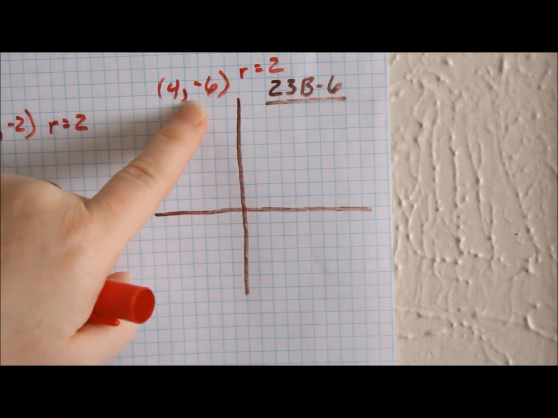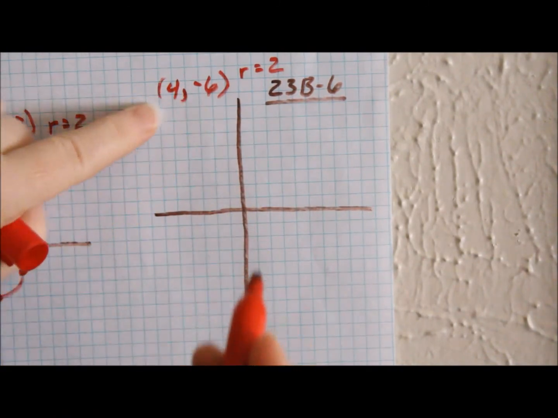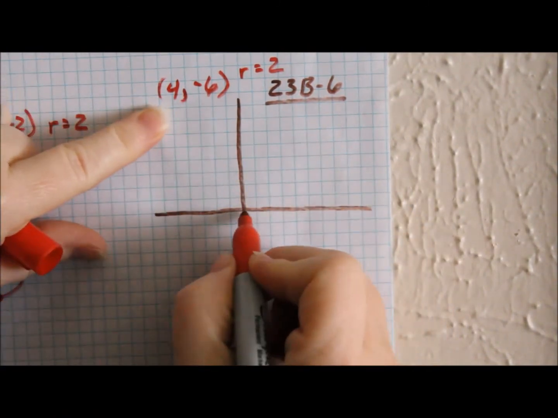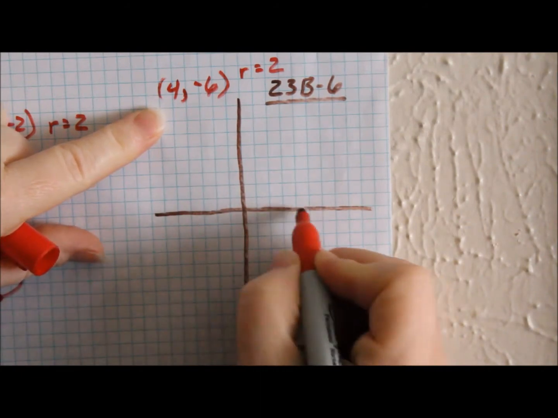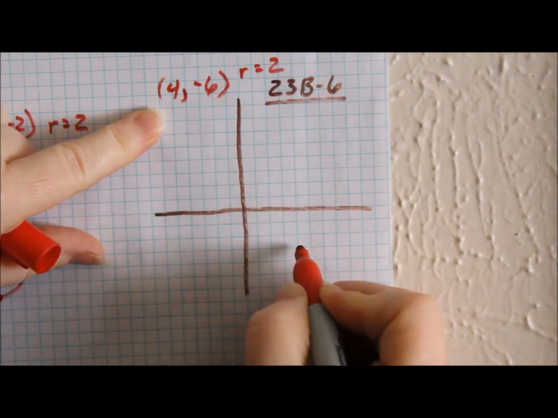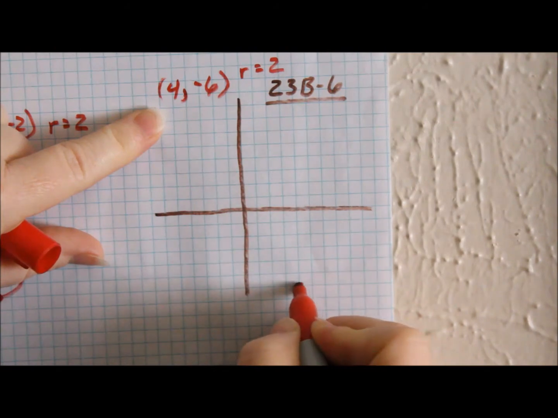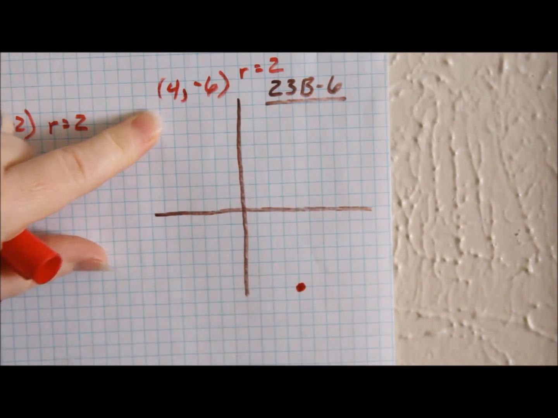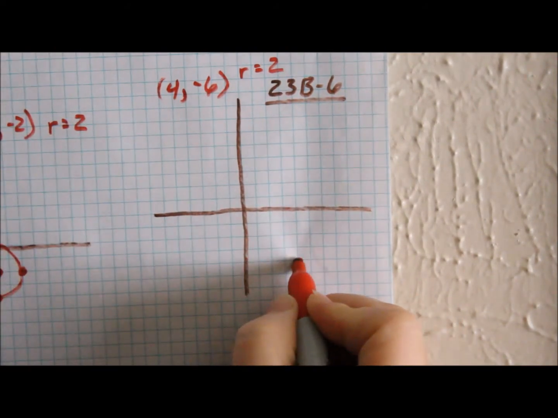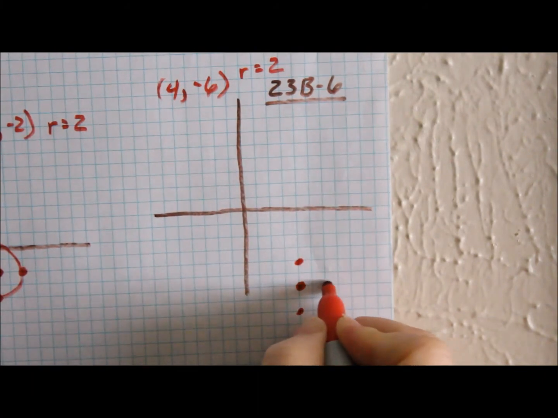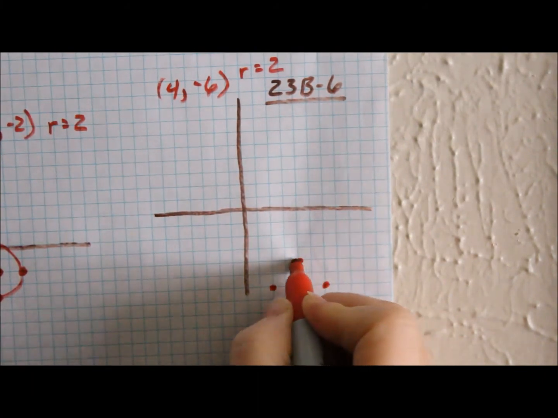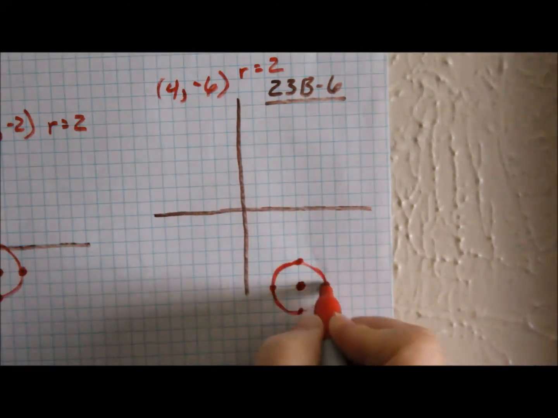Now I can graph for 23B6, we said that the center was 4, -6. Always plot your center first. So counting over 4, 1, 2, 3, 4, down 6, 1, 2, 3, 4, 5, 6. Now the radius was 2, so counting out 2 in all directions, to the right and to the left, and that will be your circle.